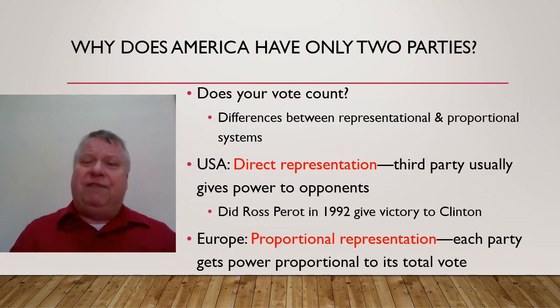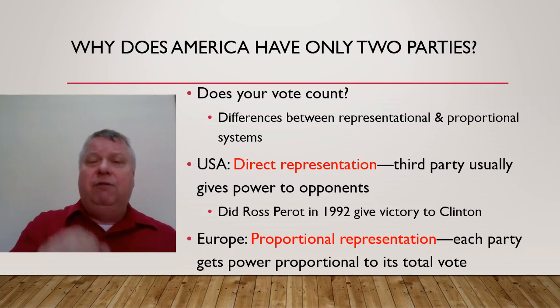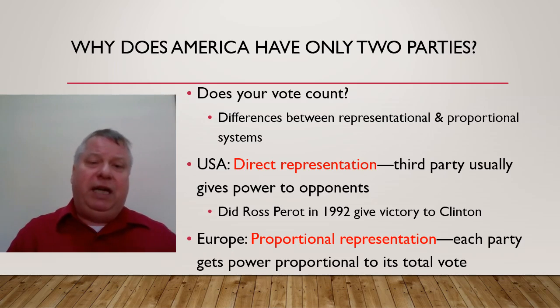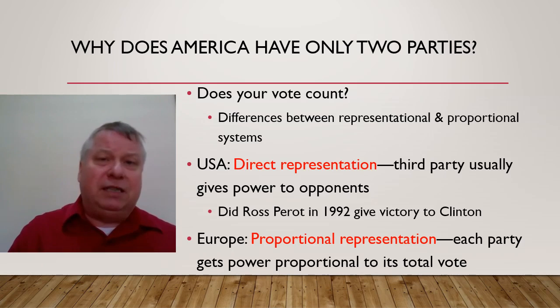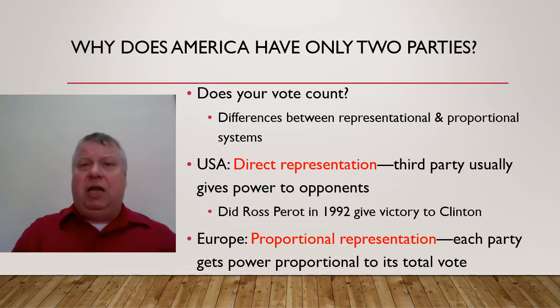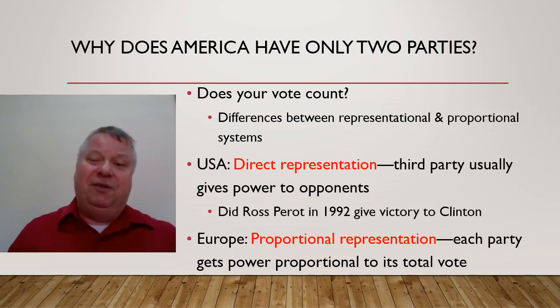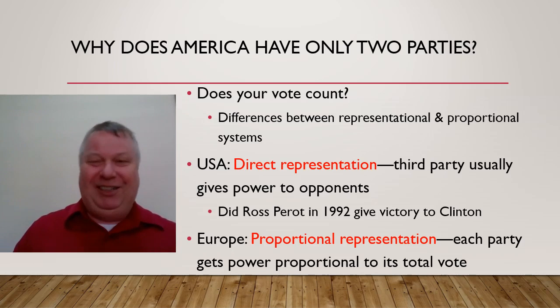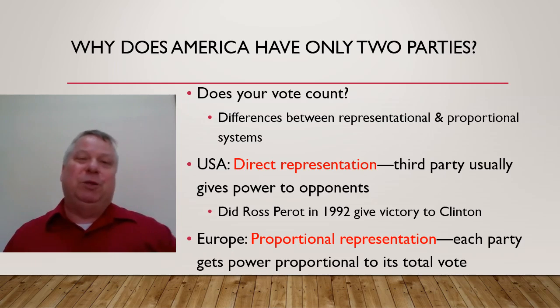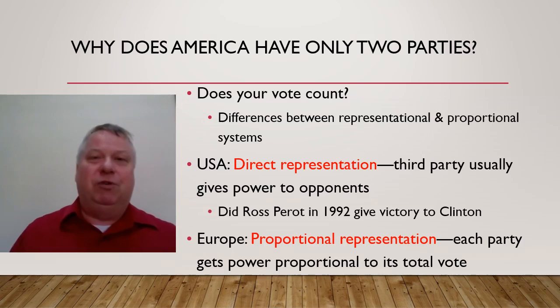So what happens if a third person runs for election? So, for example, in 1992, a guy named Ross Perot ran for president, and he was a third-party candidate. So you had George Bush Sr., not George Bush Jr., George Bush Sr., who was the vice president of Ronald Reagan.